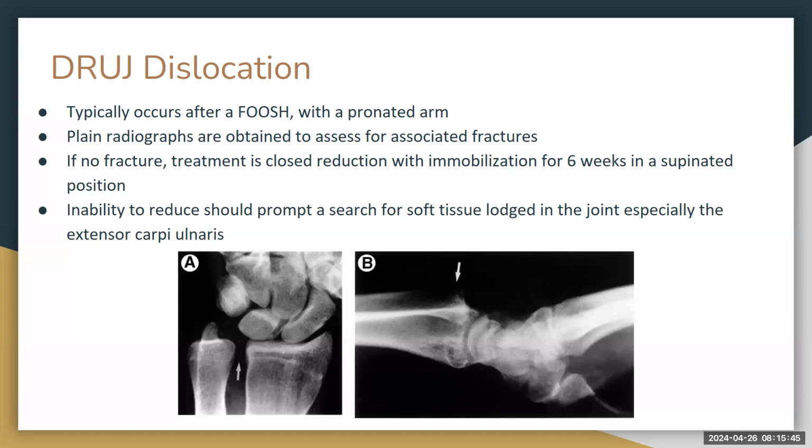We saw a couple of these, at least I think 2. Yeah, we saw 2 in the clinic this year, and one was okay being supinated, and one we had to bring back a week later to supinate them. There's an inability to reduce. If there's an inability to reduce, this should prompt that you check for soft tissue lodged in the joint. The main culprit is the extensor carpi ulnaris.